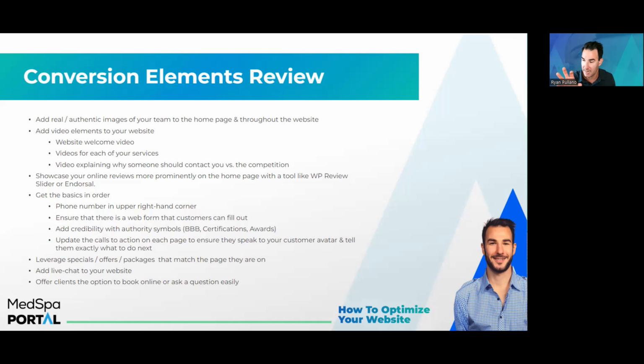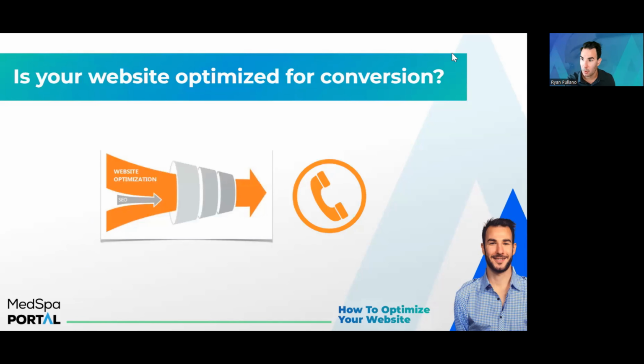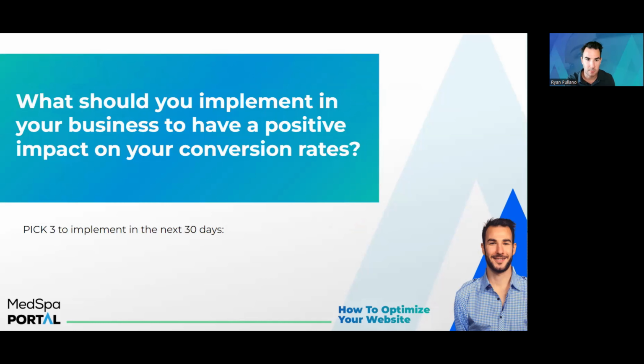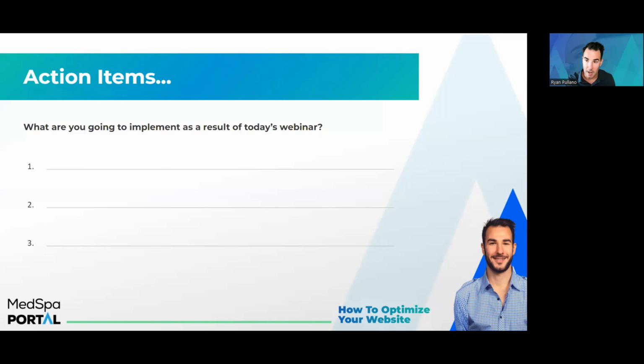You want to make sure you have a way to ask a question and to book. All right, so is your website optimized for conversion? So real quick, I just want you to think about what you can implement in your business in the next 30 days to improve your website conversion. Just pick 3 things, right? 3 things that we talked about out of the 11, and then think what you can implement in the next 30 days and make sure you get those done.